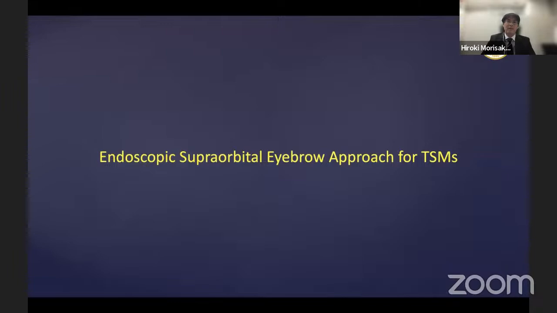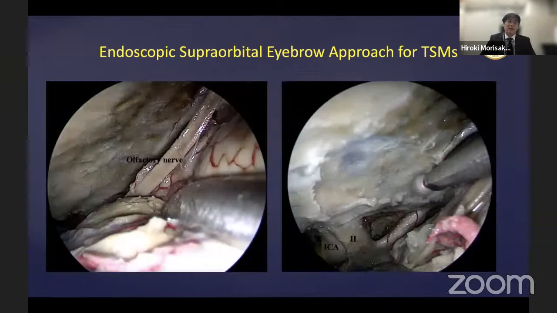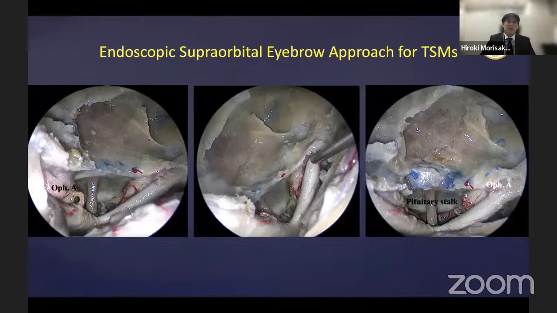This is the cadaveric dissection of the endoscopic supraorbital eyebrow approach. We make the skin incision just above the eyebrow, make a small craniotomy and insert the endoscope. At first, we can see the olfactory nerve, and on the deeper side, we can drill out the planum sphenoidale to the tuberculum sellae, and through this approach, we can also open the bilateral optic canals.